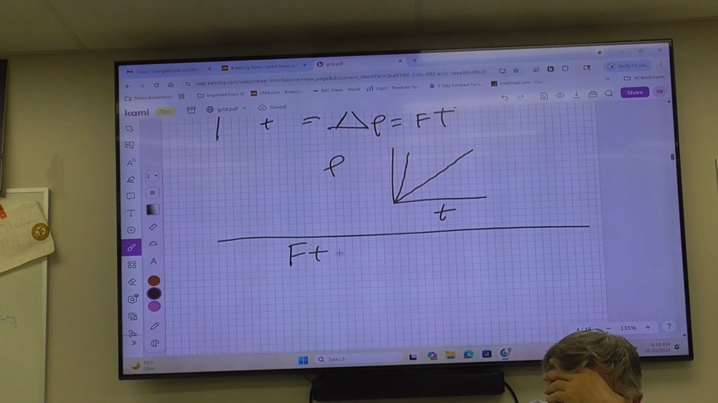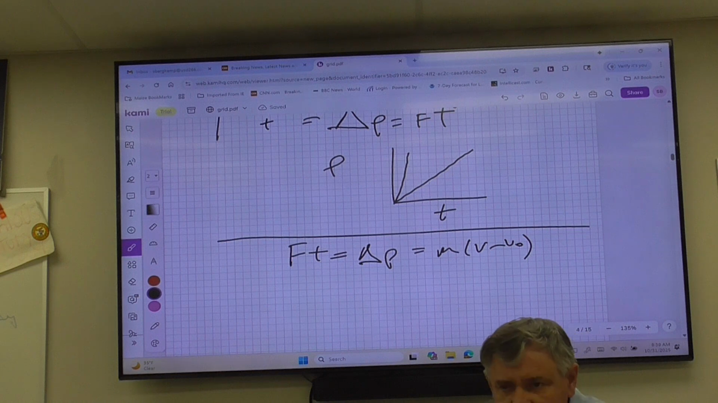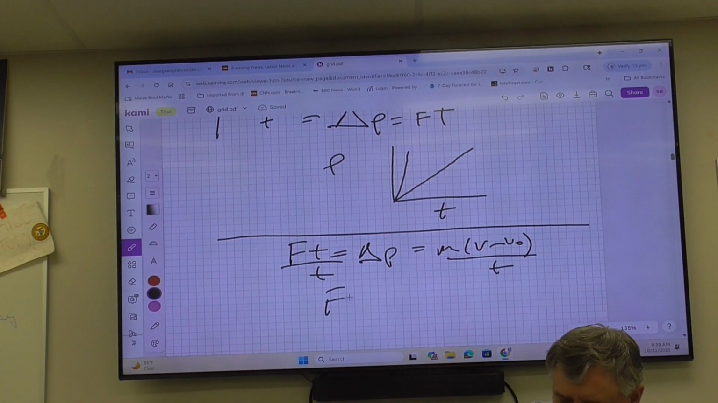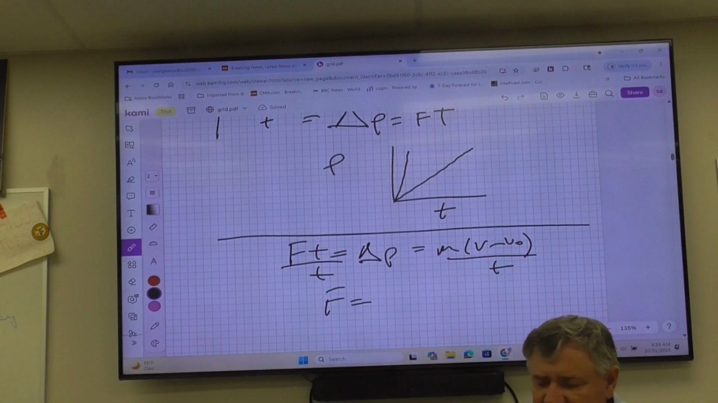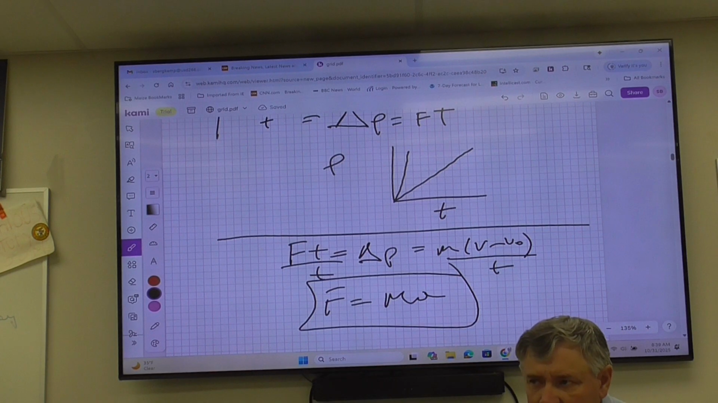We just said that force times time equals change in momentum, which is mass times V minus V naught. True? That's what we just established. Now, I'm going to divide both sides by time. Well, m times what? What's change in velocity over time? Acceleration. So that's just F equals ma. Oh my goodness. That's it. It's just F equals ma.